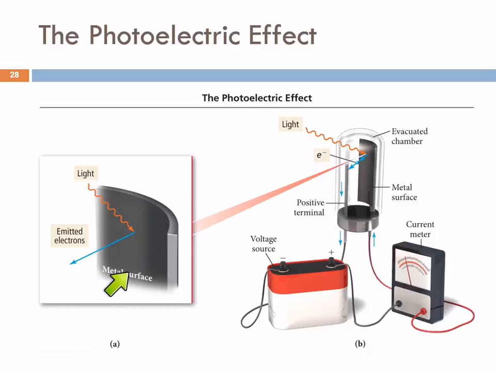So here's our metal surface inside of this evacuated chamber, because without the vacuum, you can't measure the electrons being given off. So we've got a battery hooked up here to make this a positive electrode to attract the electrons that are being emitted. And this allows us to just detect, okay, some electrons are coming off, or no electrons are coming off. So we've got light hitting this metal surface, and if the meter moves, then we know that there are electrons being given off.